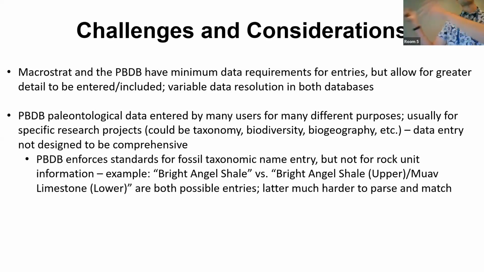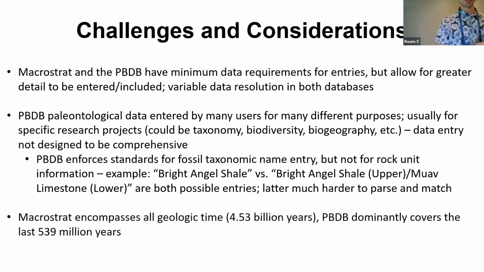With the fossil data, there's the ability to add a bunch of measurements, like how wide is the shell? How deep is the shell? How thick is the shell? The PBDB has some of that information, but not all of it, because it's not required. Different research groups might use that. But the PBDB does not enforce corrections or accuracy on the stratigraphic unit name that we use to join the databases, right? So for those rock unit names, the PBDB has no way to check that, whereas in Macrostrat that is an explicit part of its foundational underpinnings. And Macrostrat encompasses all geologic time.